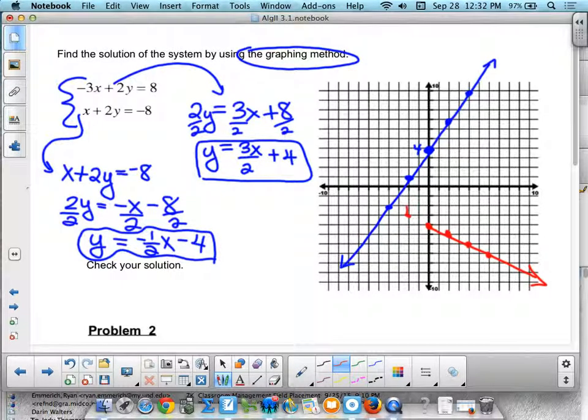Okay, up 1, left 2, up 1, left 2. Oh, I got it. There it is. Up 1, left 2. Shoot it through. There it is. That should be the solution.